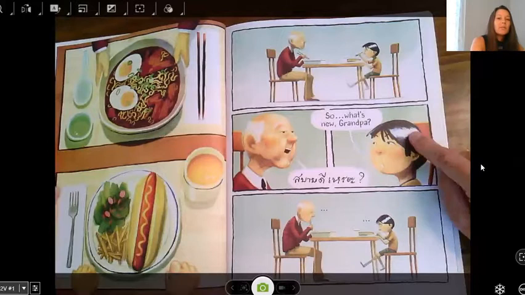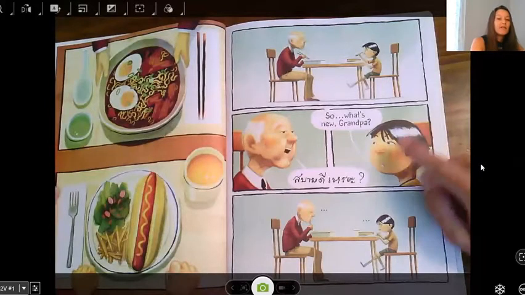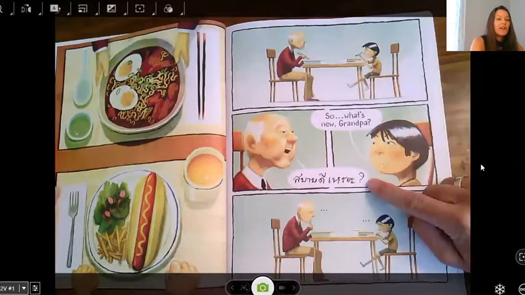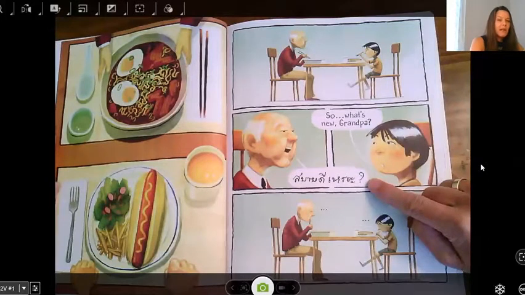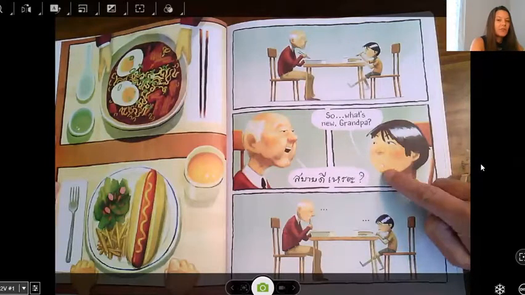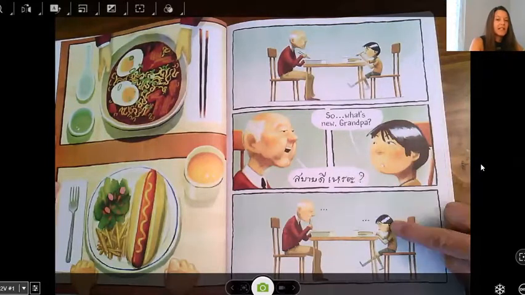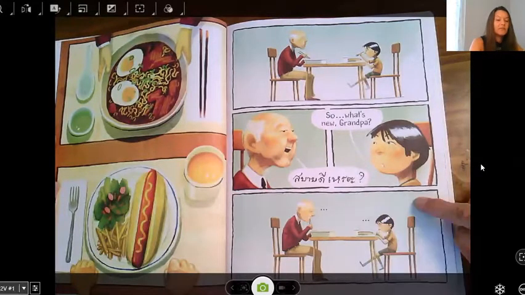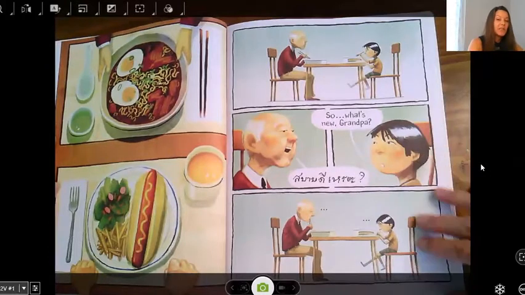What's new, Grandpa? I found out from the video from the author that the grandfather responds in Thai back to him. Of course, you can tell he can't understand what he's saying. So now they sit in silence. The dot, dot, dot indicates, I don't know what to say, I don't know what to do.